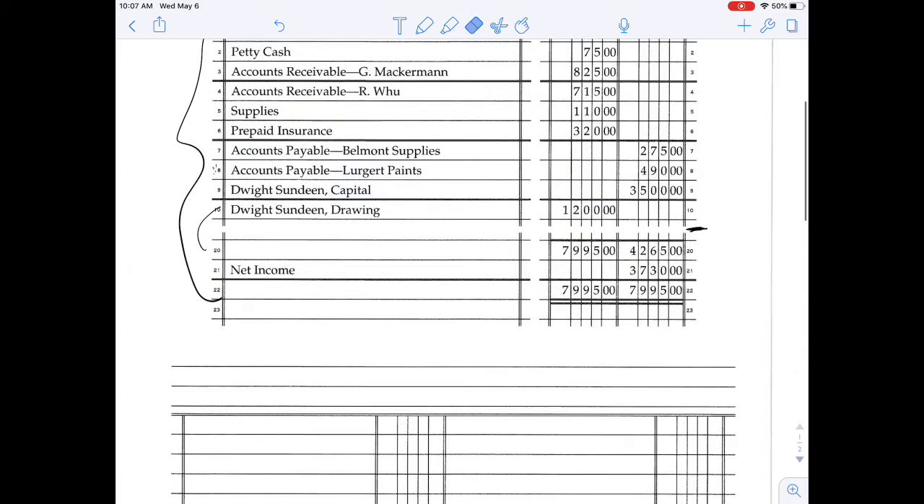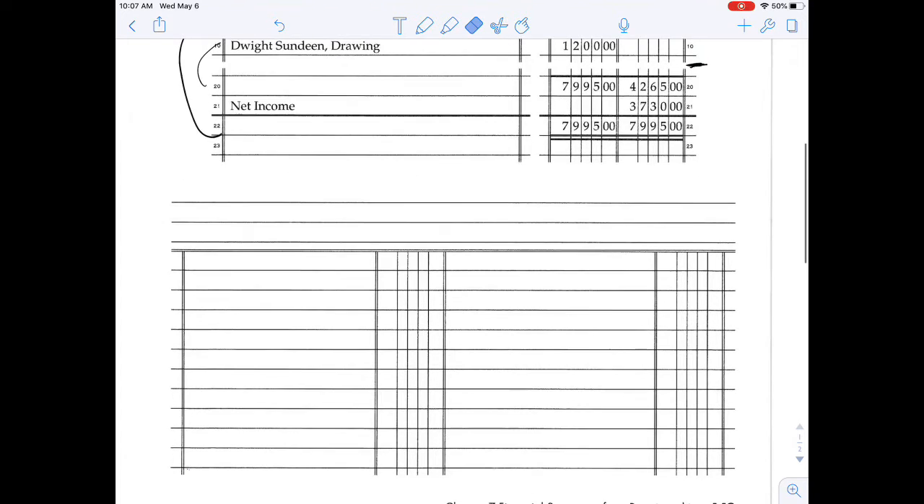So again, we are doing the balance sheet for All Pro Painters. So our heading will be All Pro Painters. And then the name of the title of the financial report is the balance sheet. So we'll put that there.